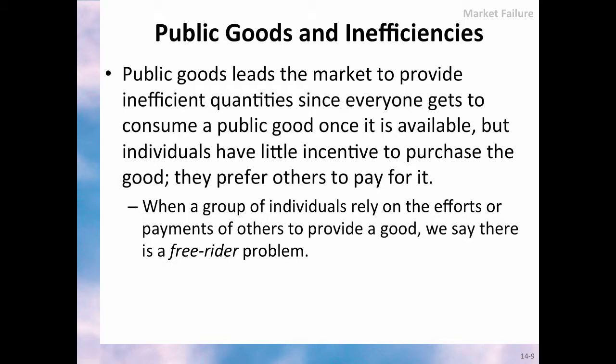Worse, when a group of people rely on the efforts or payments of others to provide this good or service, we say that there is a free rider problem. Therefore, when we face missing private markets and/or free rider problems, we need government intervention to make sure that such goods and services are produced and distributed in a socially efficient way.